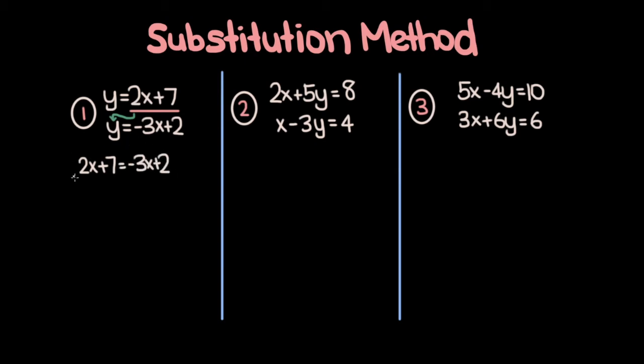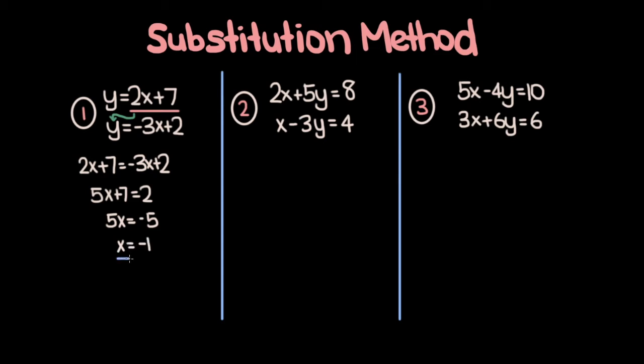If we do that, we get 2x plus 7 is equal to negative 3x plus 2. Now our equation is just in terms of x, so we can solve for x. If we add 3x to both sides, we get 5x plus 7 equals 2. Now if we subtract 7 from both sides, we get 5x is equal to 2 minus 7, which is negative 5. Now if we divide by 5 on both sides, we get that x is equal to negative 1.